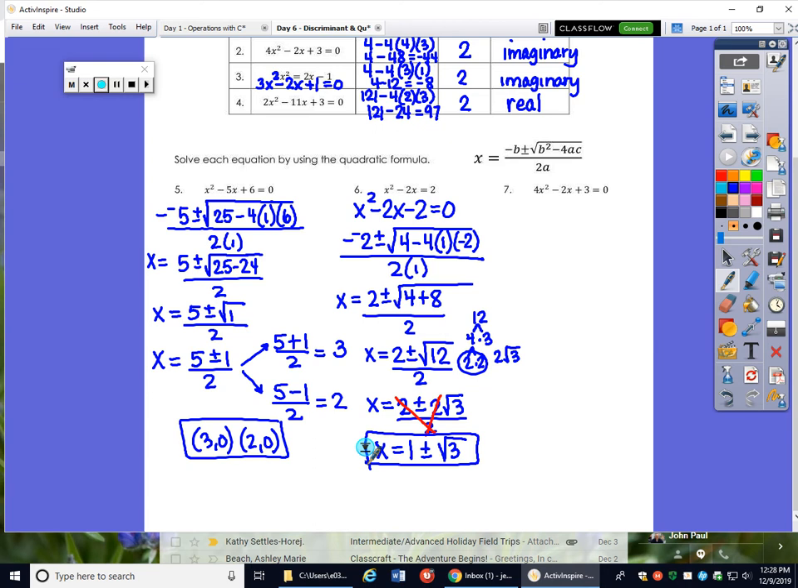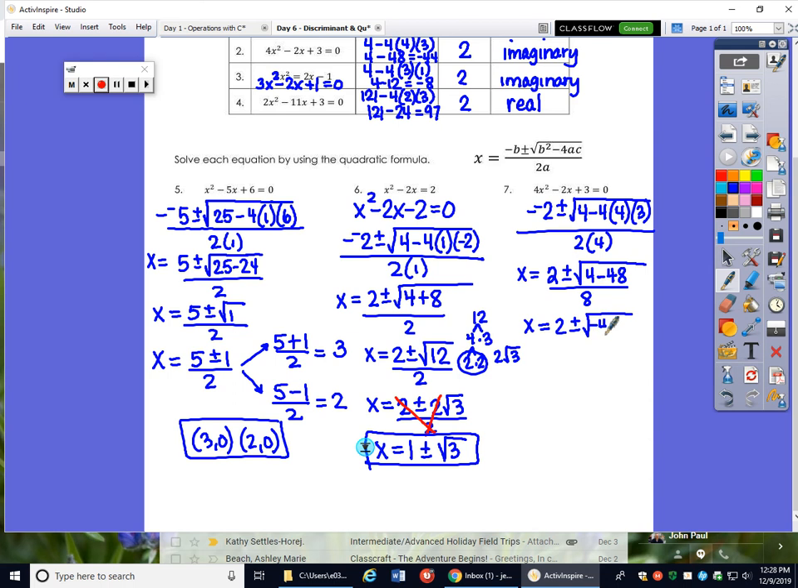Number 7, we're going to do negative 2 plus or minus the square root of 4 minus 4 times 4 times 3 divided by 2 times 4. So this is going to be positive 2 plus or minus. We're going to do 4 minus 48 divided by 8. 4 minus 48 is going to be negative 44. So because it's negative, we're going to have an i in our answer.